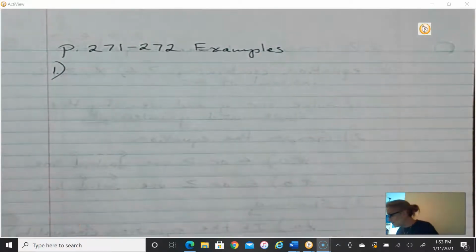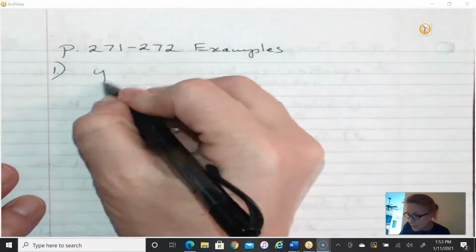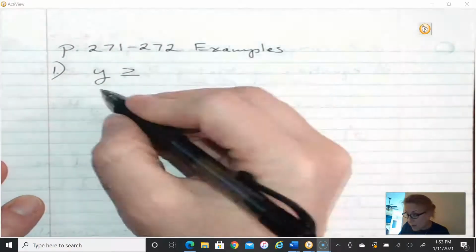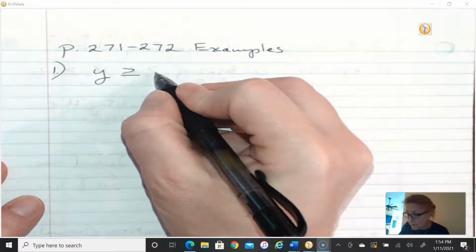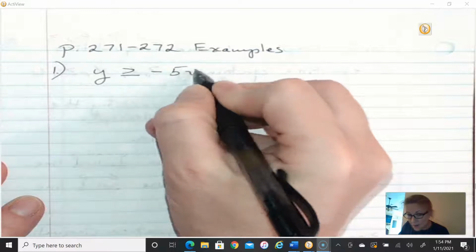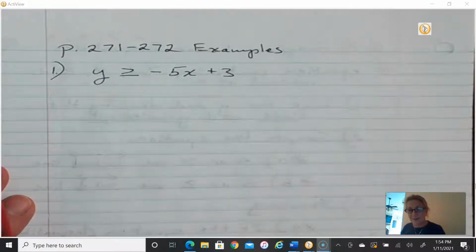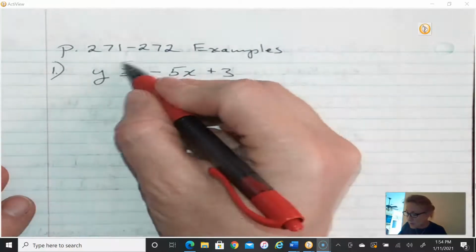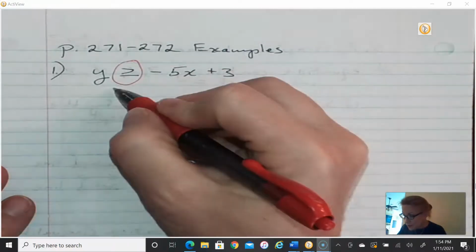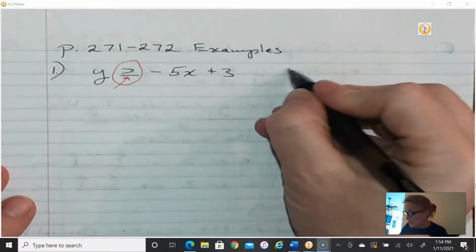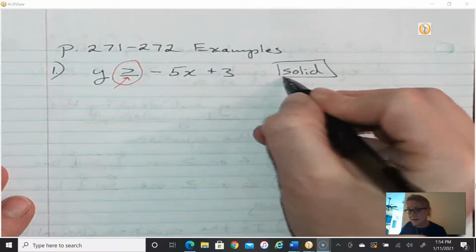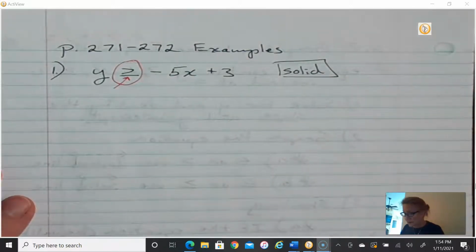All right, so let's look at number 1. It says, state whether a solid or dashed line is used in the graph of each inequality. They gave you y is greater than or equal to negative 5x plus 3. You're not having to solve anything. They're not even asking about shading. All they want to know is if it's going to be a solid or dashed line. So you look at this. Notice that line there. So the answer is solid. Simple enough, right?